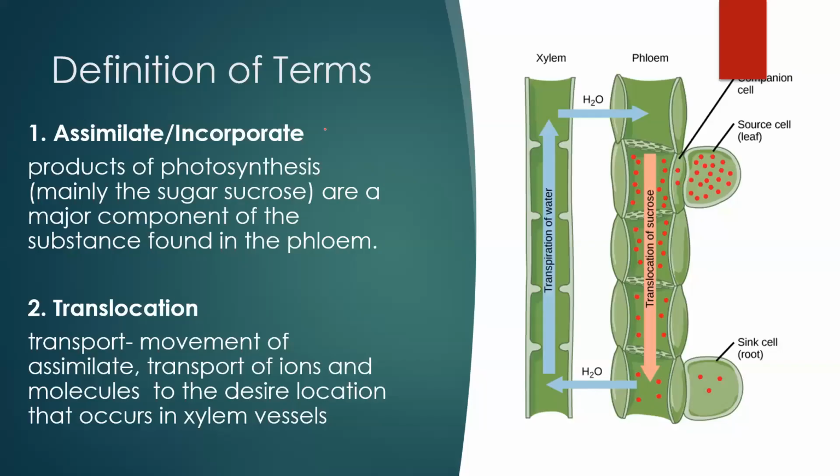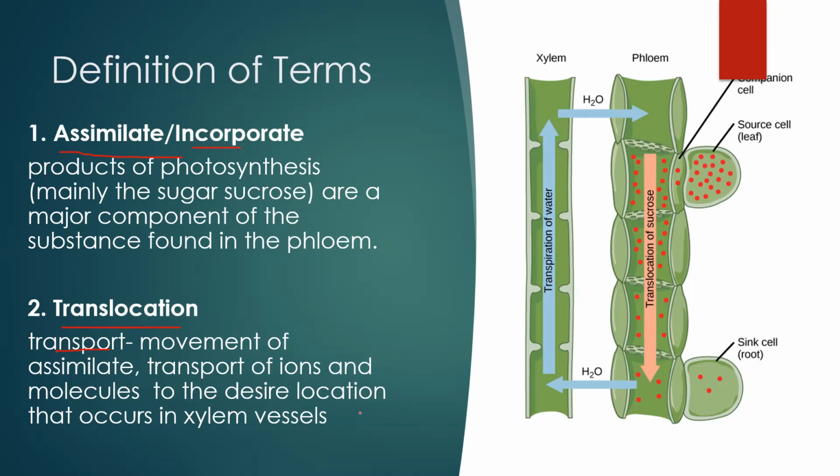Next. So we have also a definition of terms here. So if we say assimilate, they are called incorporations. So kapag sinabi nating assimilation, ito yung paghalo-halo ng mga organic compounds, mainly the sugar sucrose or the product of the photosynthesis. That is the major component of the substance found in the phloem. So the translocation is the transport movement of the assimilate, transport of ions and molecules to the desired location that occurs in the xylem vessels.